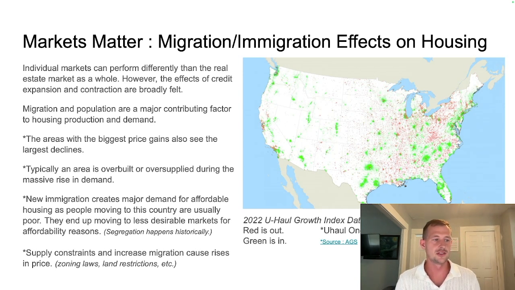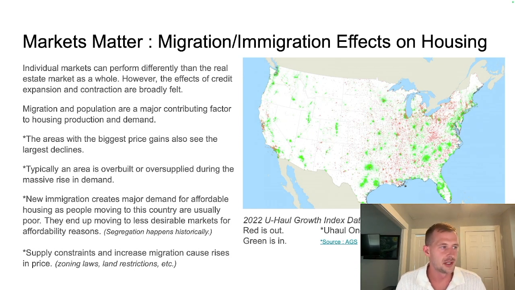Here we see the U-Haul growth index, net migration, U-Haul one-way trucks into these cities. So red is out and green is in, and you can kind of see the one-way U-Haul trips and what markets have been growing. I like U-Haul data and van life data and all those different things, but it's not what this presentation is about. So individual markets can perform differently than the real estate market as a whole. However, the effects of credit expansion and contraction are broadly felt.